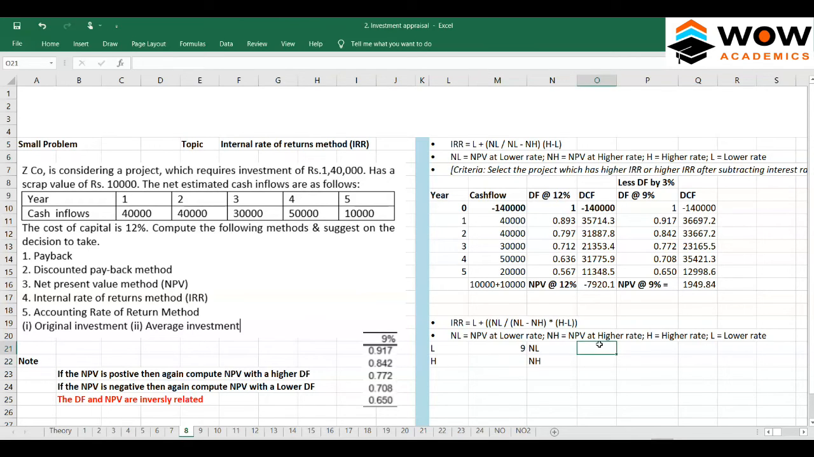So it's going to be 1949, and the higher discount factor is 12%, and the NPV at the high discount factor is minus 7920. Okay, so that is the problem. We got these numbers, so let's put it in the formula and see how it works.